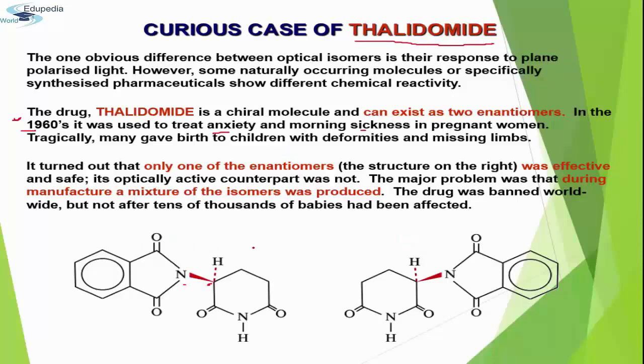and out of these two, only one isomer, the structure on the right, this one, was effective and safe in treating this anxiety and morning sickness, whereas this enantiomer was counterproductive. It leads to deformities and missing limbs in case of newborn child. Okay, and this could be known only after the study of optical isomerism.